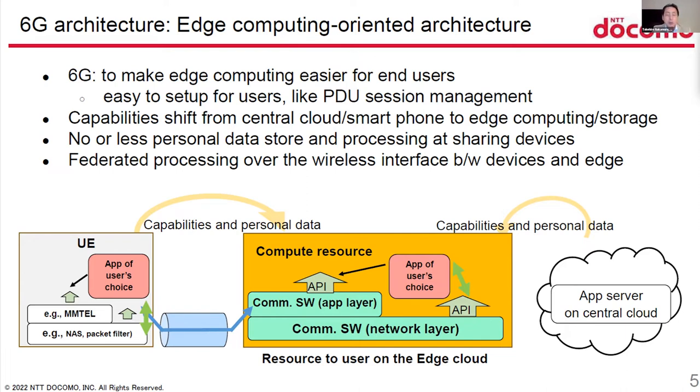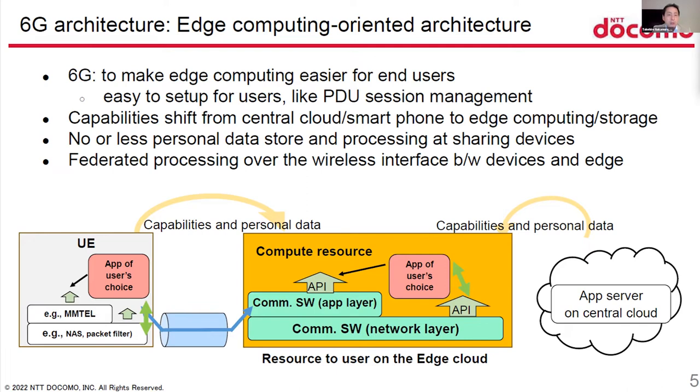And we will have a variety of use cases in the future, and network systems have to be very flexible. One flexible approach is that capabilities can be shifted from the central cloud server or smartphone to the edge computing and edge storage. And then, personal data storage and the processing of the sharing devices is also very important from the security point of view.